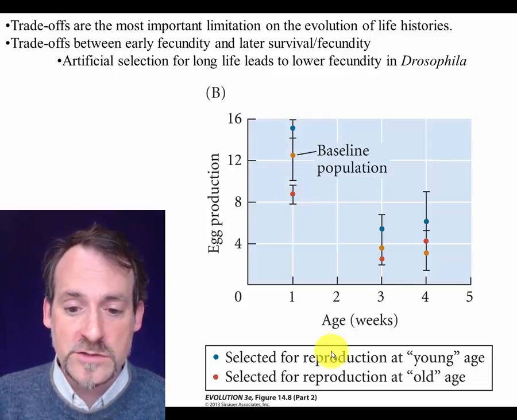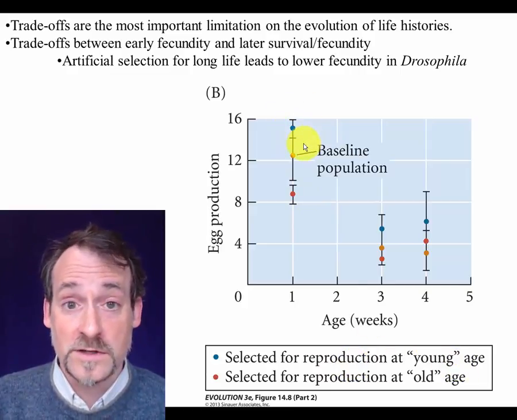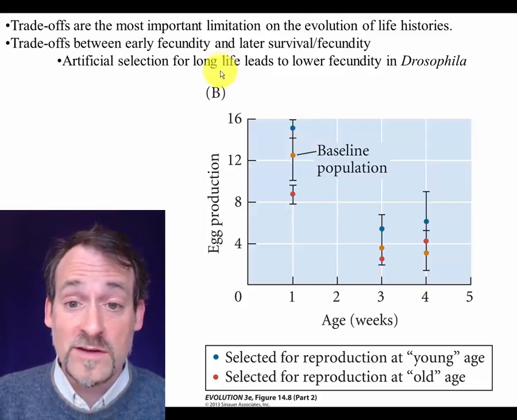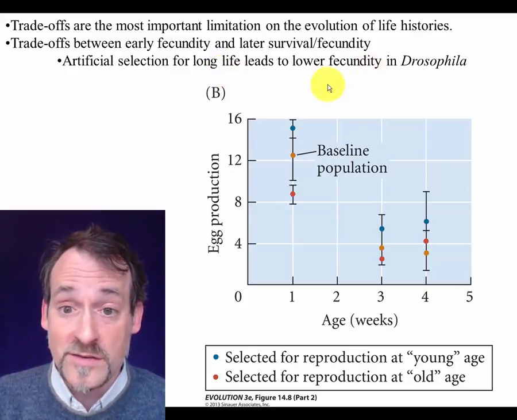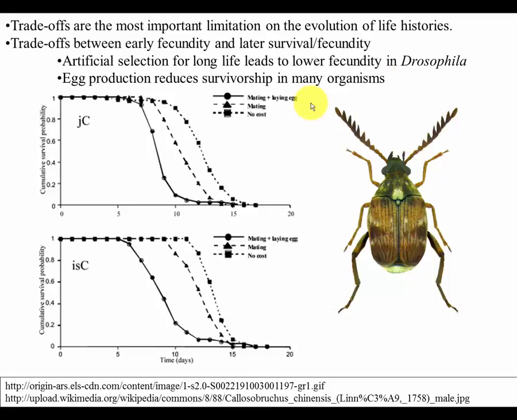In contrast, individuals that are selected for reproducing at a young age tend to have a much higher fecundity at a young age. But basically, this is the trade-off here. If you have long life, it costs you something in terms of your fecundity early on. If you have high fecundity early on, it costs you something in terms of your lifespan. And this is true for all kinds of organisms, not only organisms that have been under artificial selection, but organisms that are in the wild. Many organisms, when they breed and generate eggs, it shortens their lifespan.